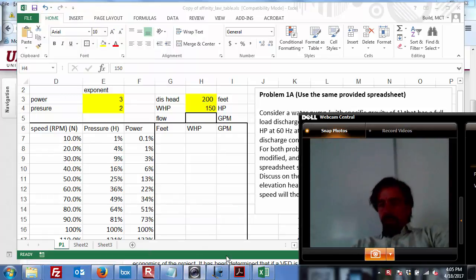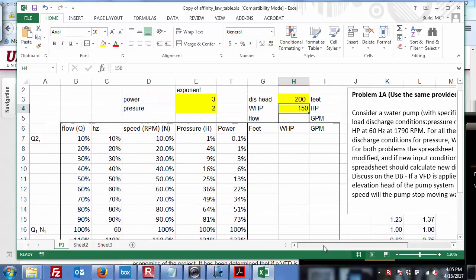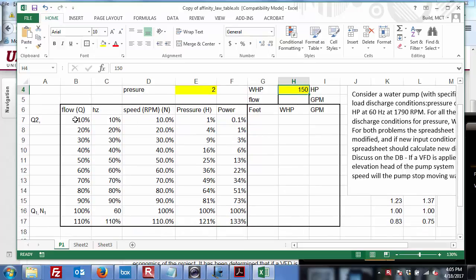Okay, so we've solved problem one already, and just to review, what we've done is filled in this table using the affinity laws. We've shown that for flow rates ranging from 10% up to 100%, the hertz, actually let's just let this guy be 100. So we know it's 60, but we're running this as a percentage. So in the variable frequency drive, the frequency is actually changing by this percentage.